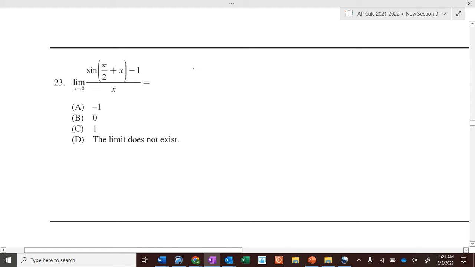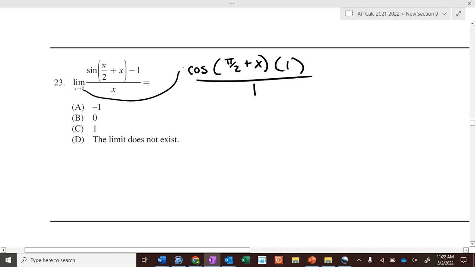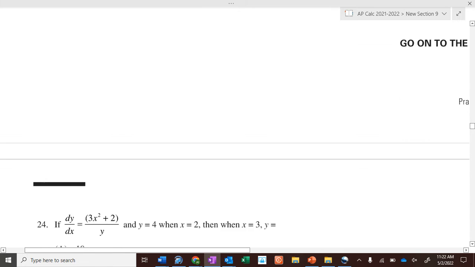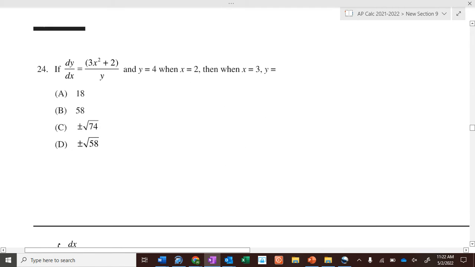What's the derivative of the top? Cosine of pi over 2 plus x minus 1 disappears, times the first derivative of the inside, which is 1, over the derivative of the bottom, 1. So now if we put in the 0 for x, we have the cosine of pi over 2. What's cosine of pi over 2? 0. 0 over 1 is 0. Okay? Good old L'Hopital's rule. And so take the derivative of the top, derivative of the bottom. All right.